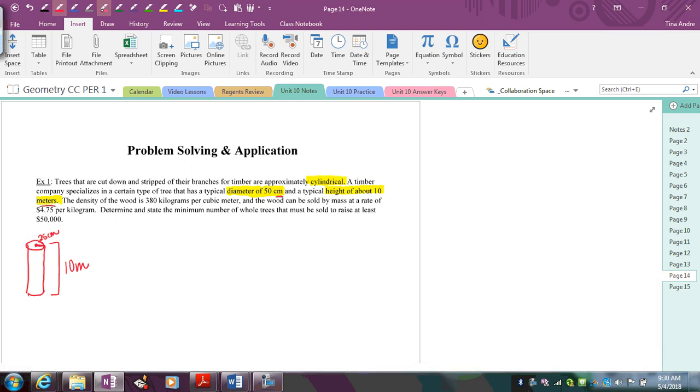We know that the density is 380 kilograms per cubic meter. Now remember, density really tells you a lot about what you need to do with your units. Your weight is going to be in kilograms, and your volume needs to be in cubic meters if you're going to be using this density. So right away, this is telling me these dimensions that I'm going to use for the volume need to be in meters. So this 25 centimeters, I'm going to take care of right away and get that into meters.